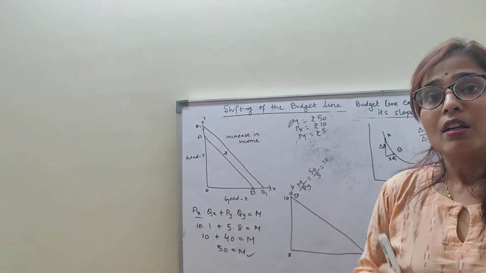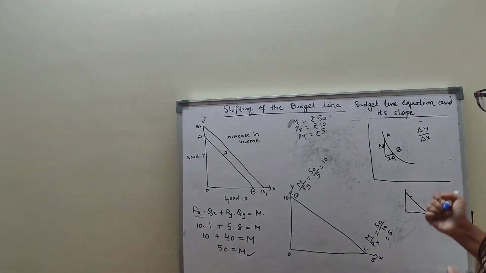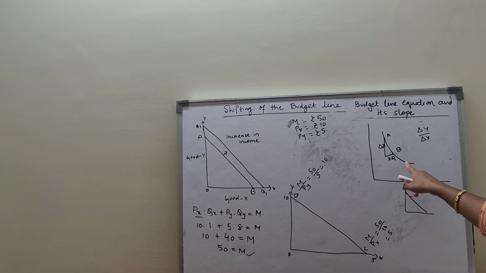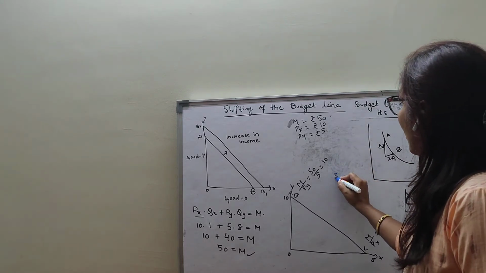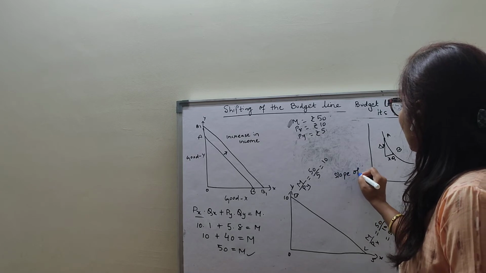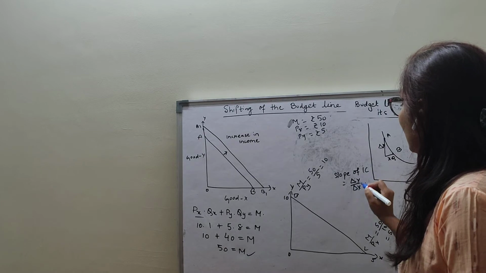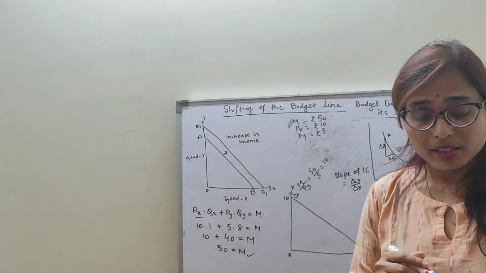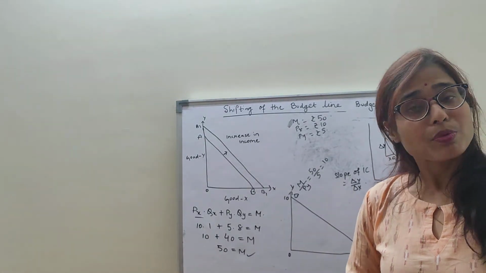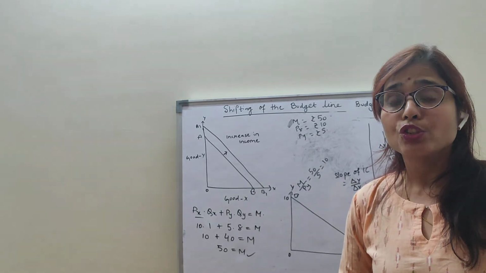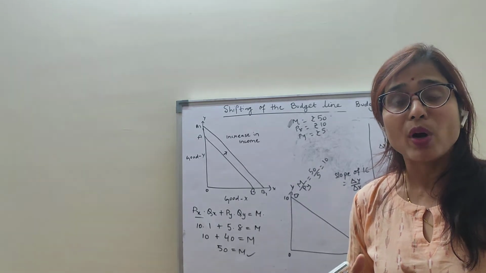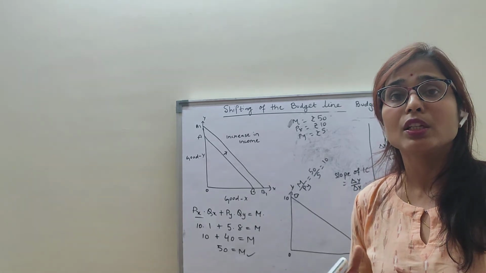Now, we know that the indifference curve is convex to the origin. Now let's calculate the slope between A and B. We know the slope of the indifference curve formula. Slope of the indifference curve is equal to change in y by change in x. If you remember MRS, MRS is the marginal rate of substitution, the rate at which the consumer is willing to sacrifice one good to obtain the additional good.